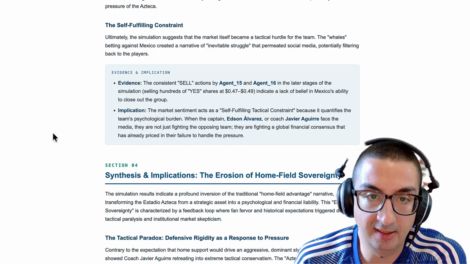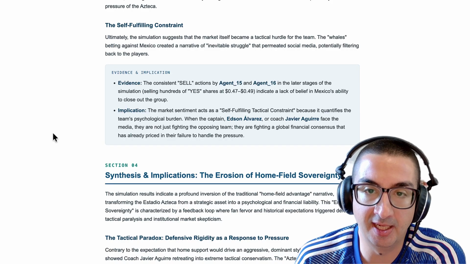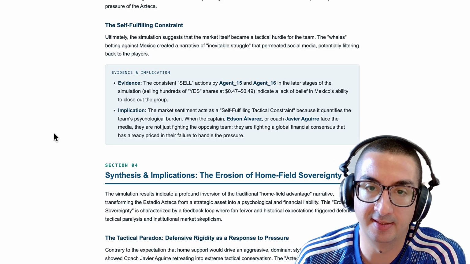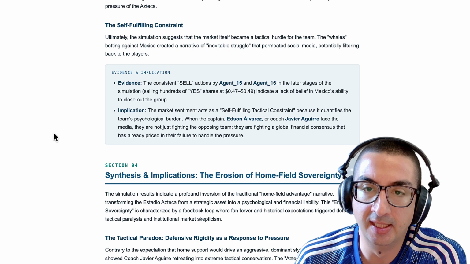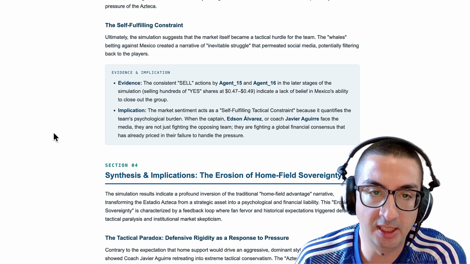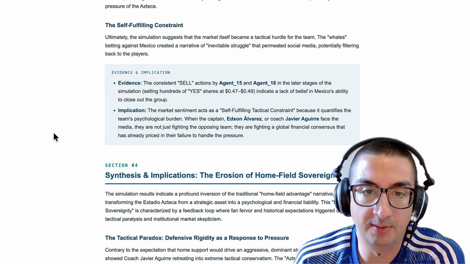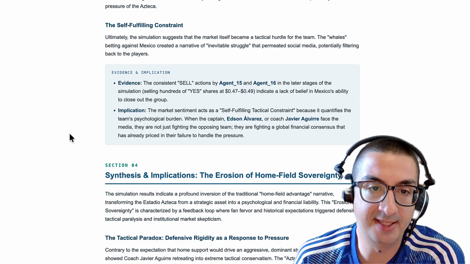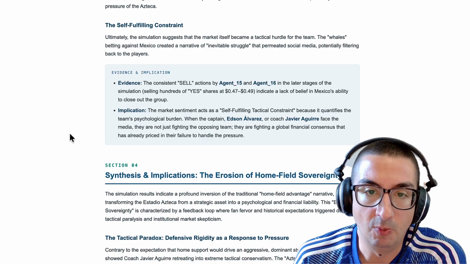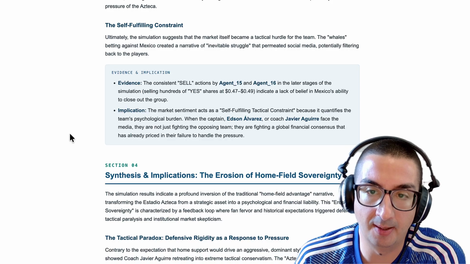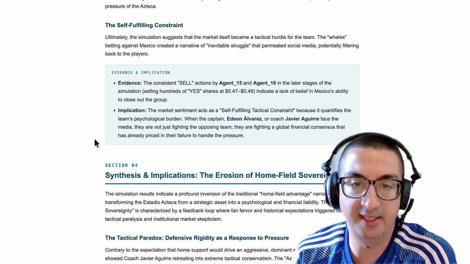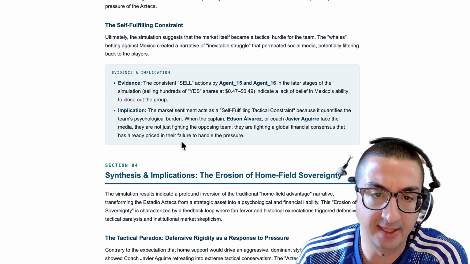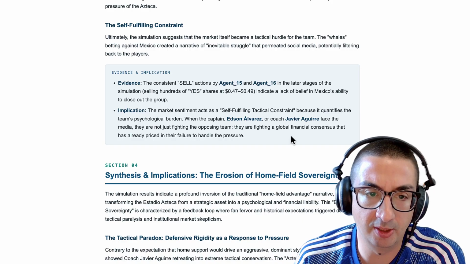Evidence: the consistent sell actions by Agent 15 and Agent 16 in the later stages of the simulation, selling hundreds of yes shares at 0.47, 0.49, indicate a lack of belief in Mexico's ability to close out the group. Implication: the market sentiment acts as a self-fulfilling tactical constraint because it quantifies the team's psychological burden. When the captain Edson Alvarez or coach Javier Aguirre face the media, they are not just fighting the opposing team. They are fighting a global financial consensus that has already priced in their failure to handle the pressure.